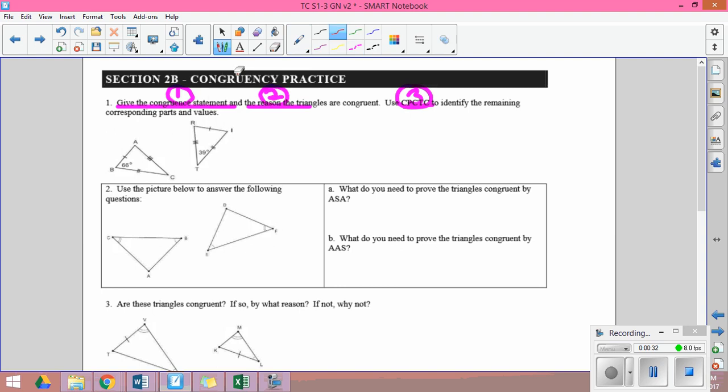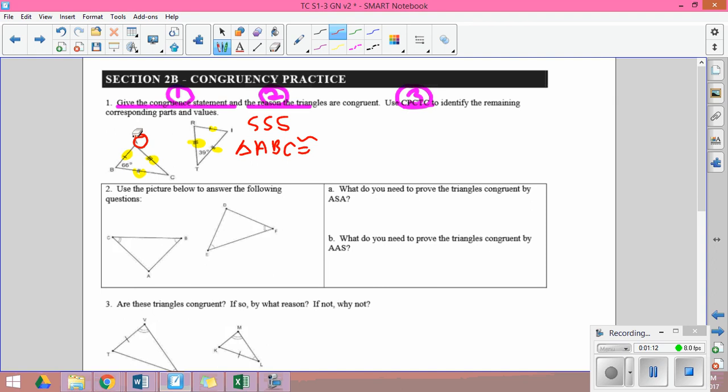The first thing is I have to look at, and I like to look at, the reason. What I'm given here is that I know this side and this side, this side and this side, this side and this side. The angle is there, but they're different, but it doesn't matter because I know three sides are congruent. So these triangles are going to be congruent by side, side, side. That's the reason.